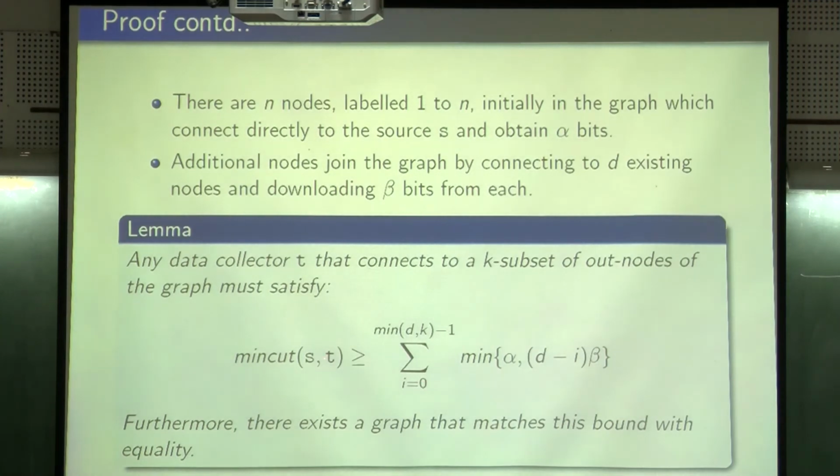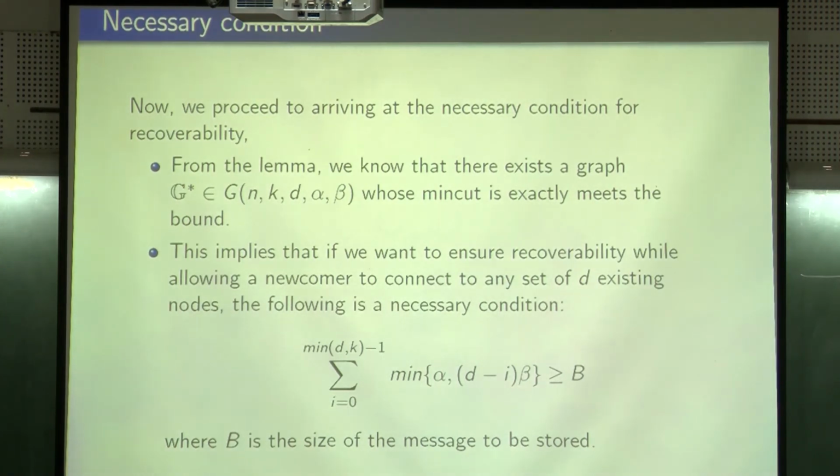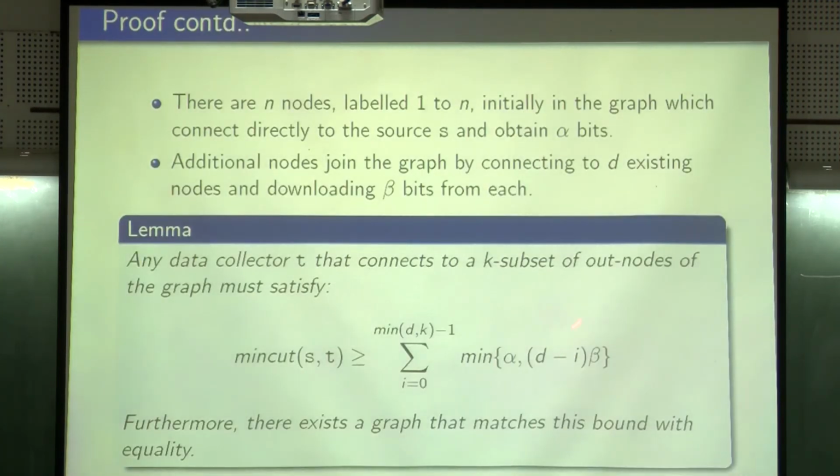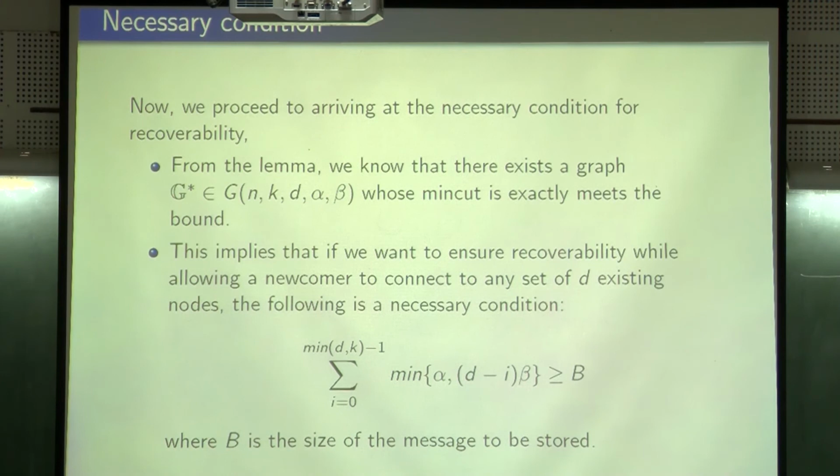Because each time, when I choose the cut appropriately, it is either alpha, or d minus i times beta, and I sum them over. This lemma requires some more technical details to see, and I'll come back to it in the last part, because that requires some more concepts from network coding. But if you agree that this is similar to the example that we looked at, then from the information theoretic argument you see that the min cut has to be greater than or equal to this. So that's the bound. Once I have that, let us now proceed to give some necessary conditions for the recoverability.